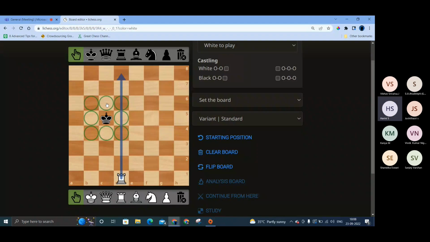So 1, 2, 3, 4, 5. These three squares are not safe. He cannot move there. What happens if he moves there? That would be considered illegal. Illegal means against the rules. If you make 2 illegal moves in a tournament, you will lose the game. So always remember, the king will not move to a square which is controlled by the opponent.